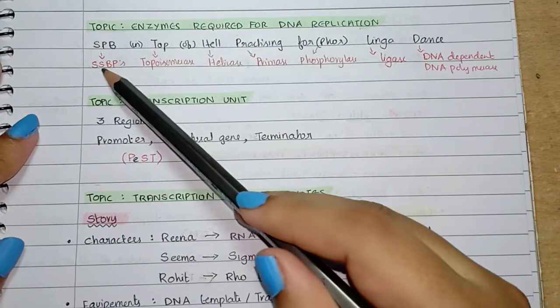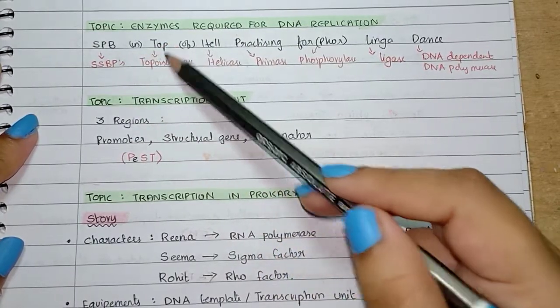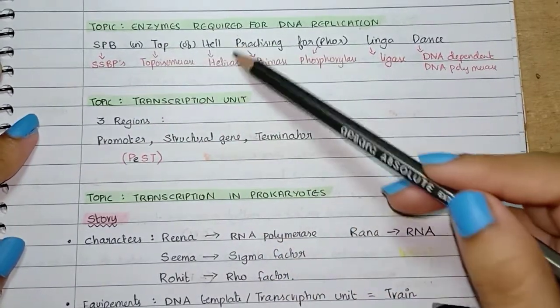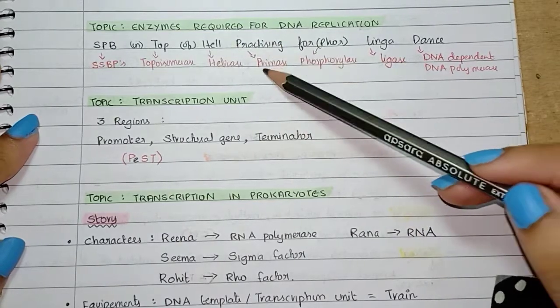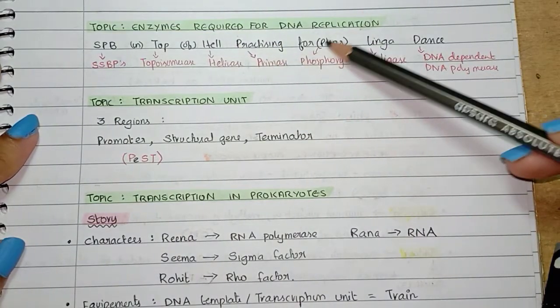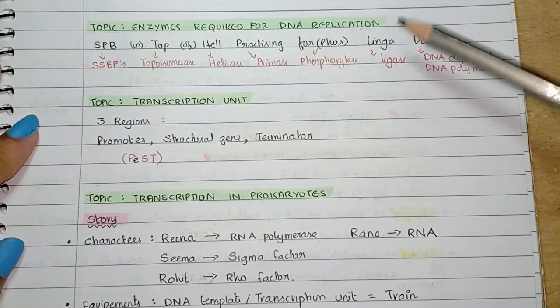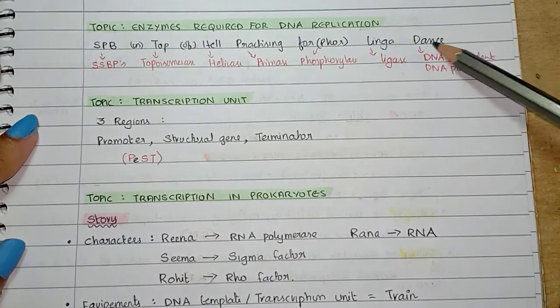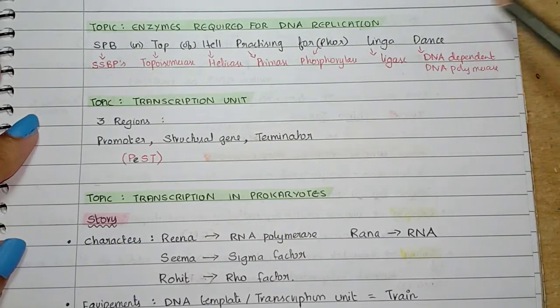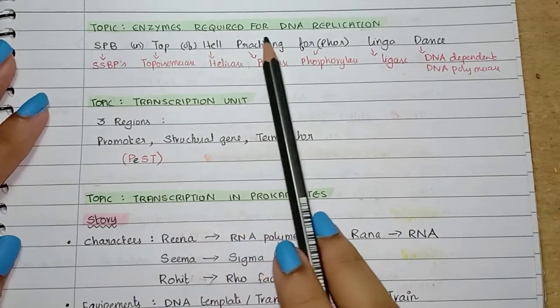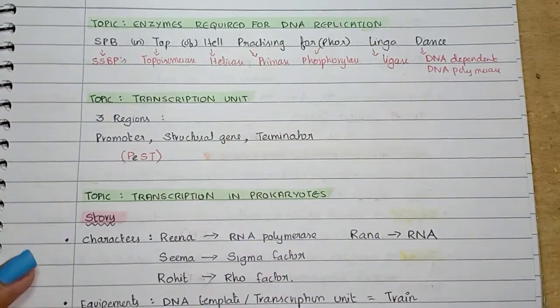Okay, SPB for SSBPs, top for topoisomerase, hell for helicase, practicing for primase, and for phosphorylase, Linga for ligase, dance for DNA dependent DNA polymerase. Okay, so these are the enzymes required for DNA replication.